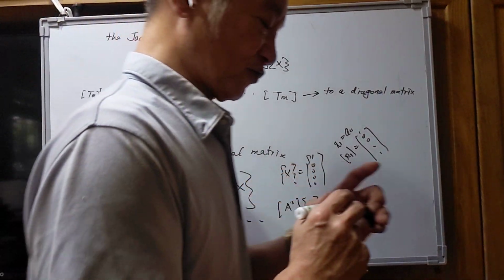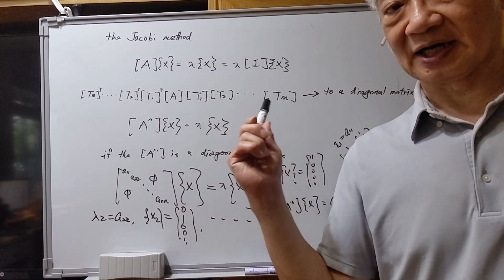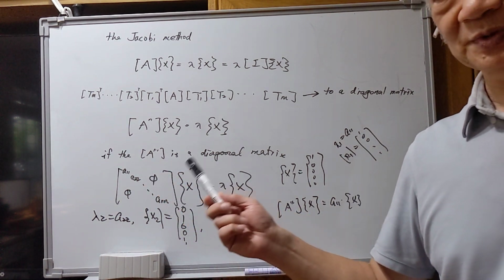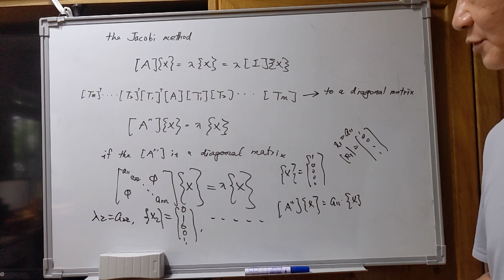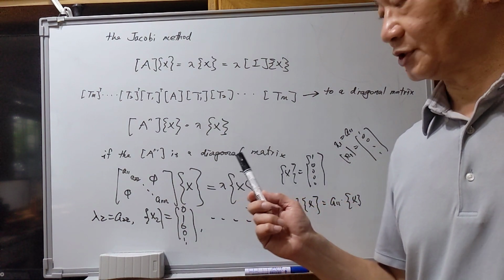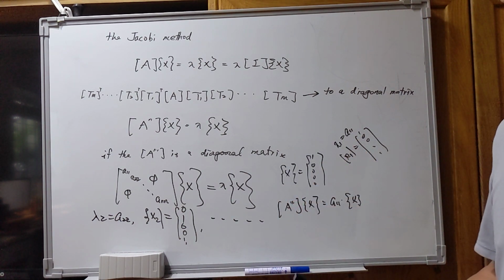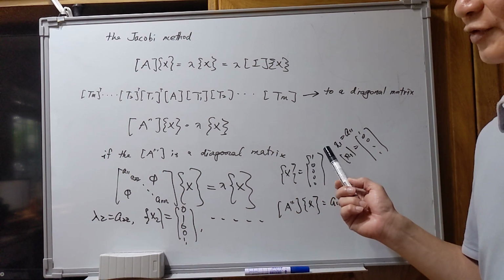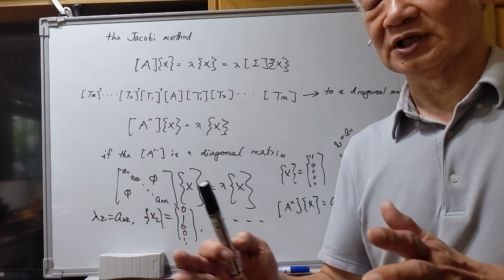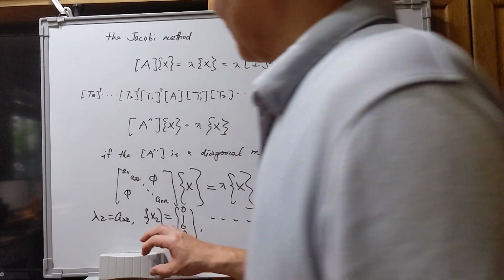Okay, so if we can change the matrix into a diagonal matrix, then the remaining diagonal elements will be the eigenvalues, and the corresponding eigenvectors will be the column vectors of the unit matrix. Okay, so if we can take out all the n column vectors, then we can get all the eigenvectors.